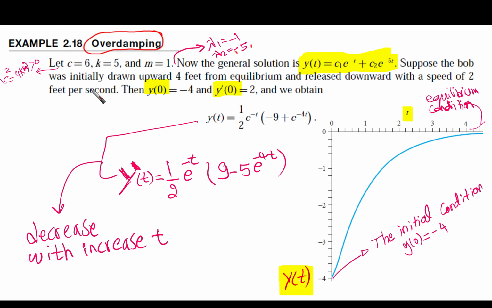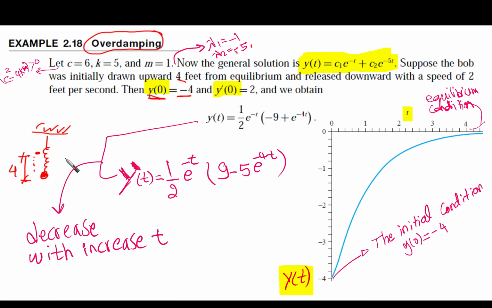Suppose the bulb was initially drawn upward 4 feet. This means that if we have something like this and we have the mass, and we assume that the mass here is what moved up, we moved it up here until it reaches here, was initially drawn upward 4 feet. So this distance is going to be 4 feet, which is going to be y of 0 equal to minus 4.